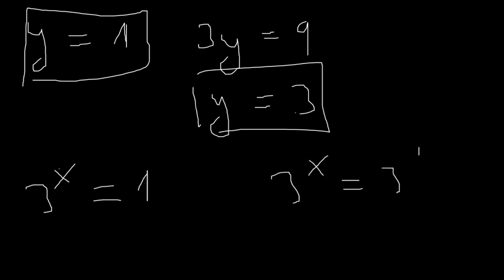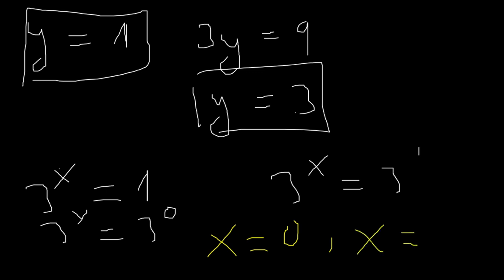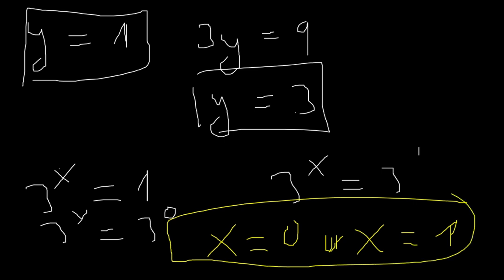That is 1 here. Therefore, 3 to the power x is equal to 3 to the power 0, because anything to the power 0 is 1. And here we have, therefore, x is equal to 0 and x is equal to 1. Therefore, x equals 0 or x equals 1. And we come to the end of this question.